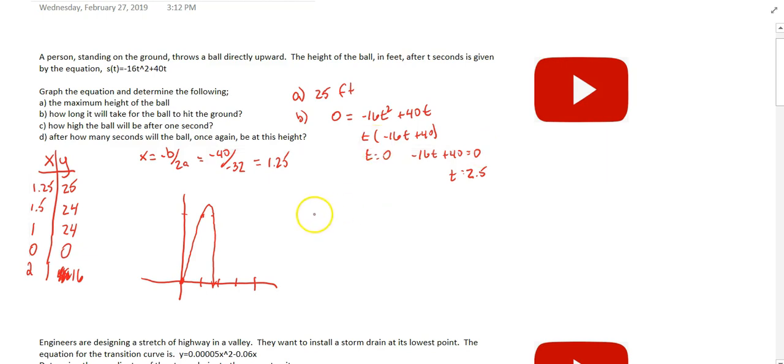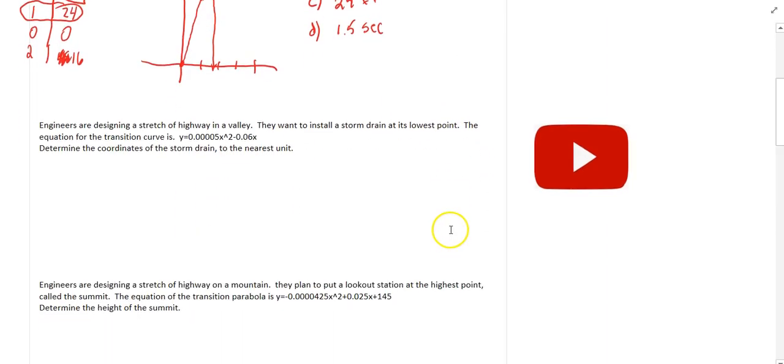How high will the ball be after 1 second? I found that over here. It'll be 24 feet. And how many seconds will the ball once again be at this height? Notice over here, I found that here also, 1.5 seconds. All right, and that's it for that one. So that's how you would solve an equation like that. All right, so let's scroll down to the next one.